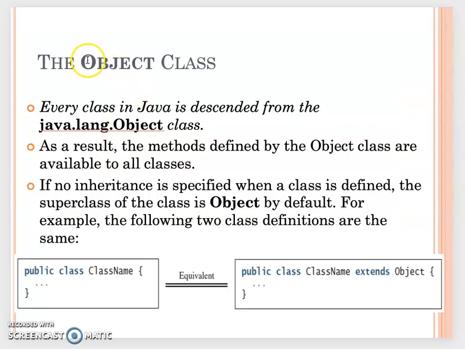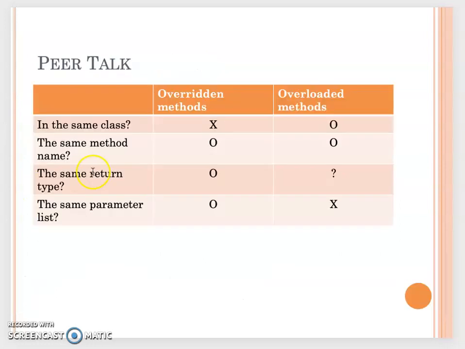In this video we will talk about the Object class. But before that, let me spend a couple of minutes to finish the overriding method and overloading method comparison in the table. That's why you see here, I asked you a couple of questions. You need to think about, is that correct? Like earlier we said, overriding methods actually happen in an inheritance relationship. So that's why they are not in the same class.